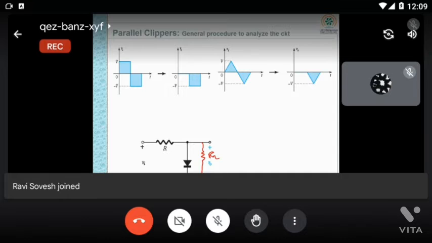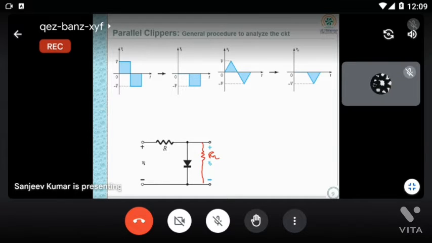So if you see, same thing as I told: your load and diode will be in parallel. RL is not given here, because without it the output is written as V0, or you can connect RL here. If it is not connected, it is also okay, because the output is taken across the diode. So this is your parallel clipper circuit.